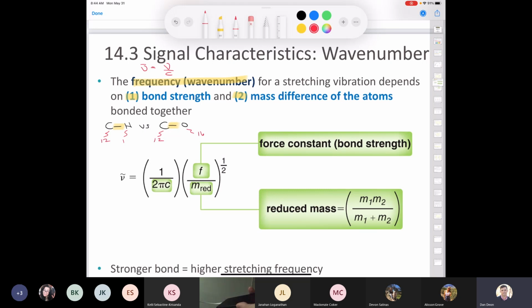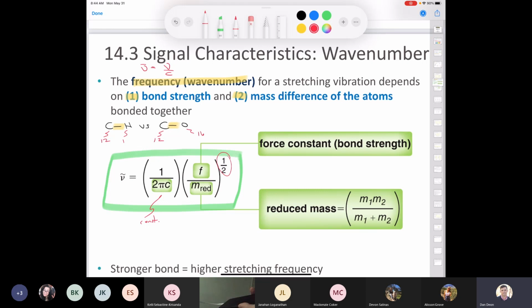So here is the formula that you need to know. You don't have to necessarily memorize this formula. I don't think it's a bad idea to do it, but let me show you what you really need to know. It says that wave number, which again was on the x-axis of our infrared spectrum, is equal to 1 over 2 times pi times the speed of light. That's a constant. This is never going to change. Pi doesn't change. The speed of light doesn't change.